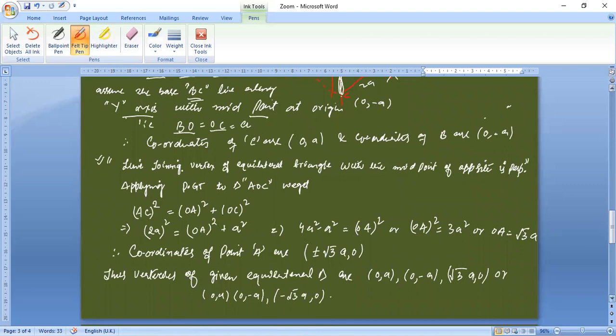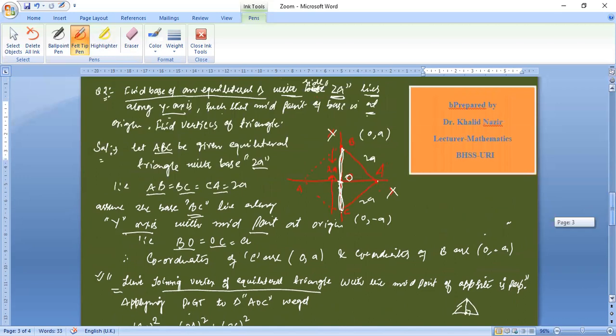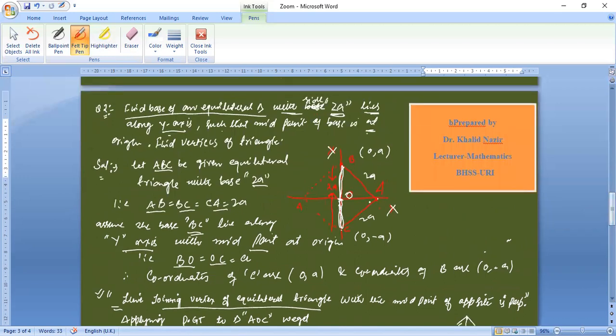Now, we will use one more thing, that is the line joining the vertex of an equilateral triangle. If I have an equilateral triangle and a line joins the vertex to the midpoint of the opposite side, then it is perpendicular to this side. Now, when I know that this is perpendicular, it means that this is the line joining the vertex to the midpoint, so this is perpendicular.